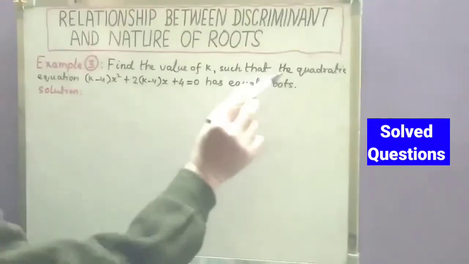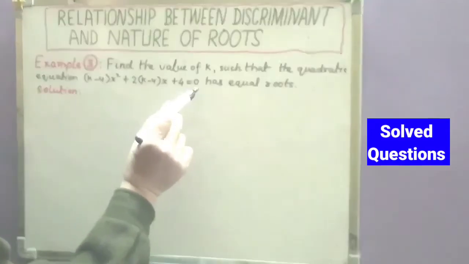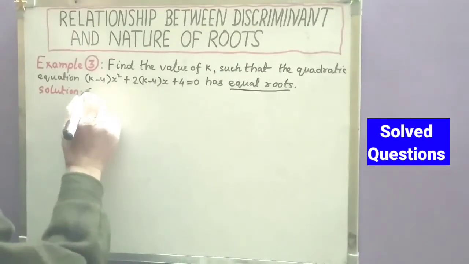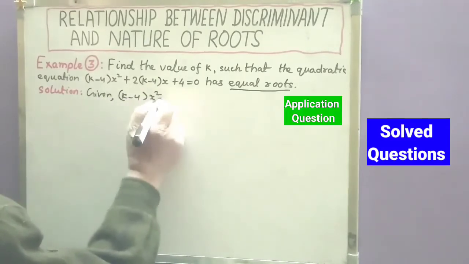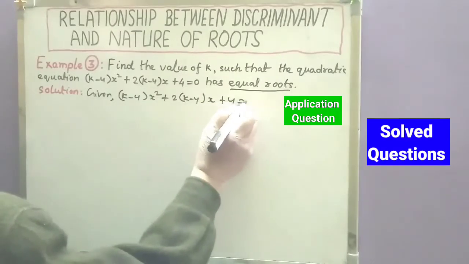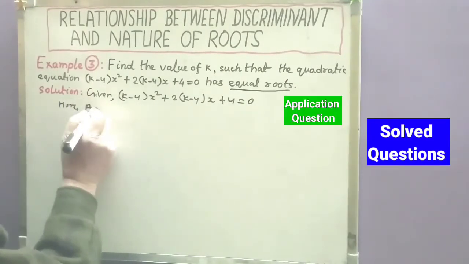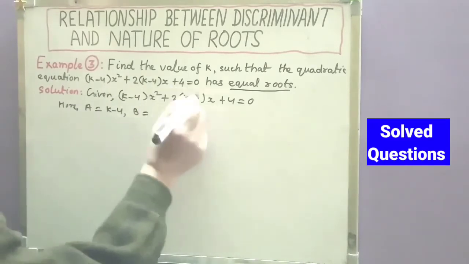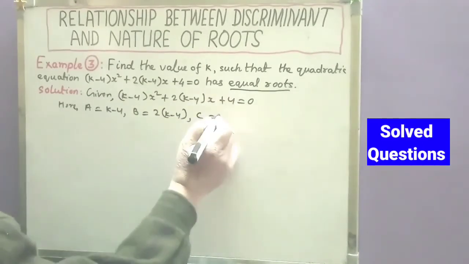Example 3. Find the value of k such that the quadratic equation k minus 4 whole into x square plus 2 k minus 4 into x plus 4 equal to 0 has equal roots. Let's solve this question. Given k minus 4 whole into x square plus 2 k minus 4 whole into x plus 4 equal to 0. Comparing it with the standard form of the equation, we get a equal to k minus 4, b equal to 2 into k minus 4 and c equal to 4.